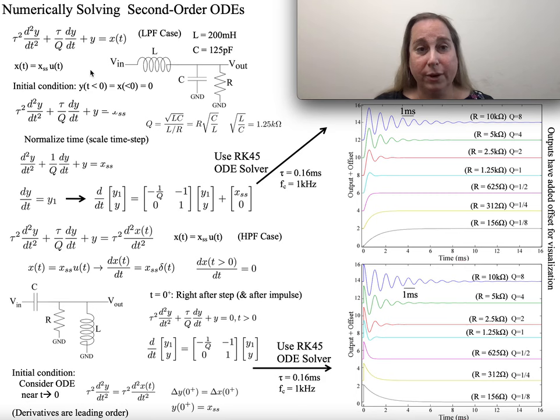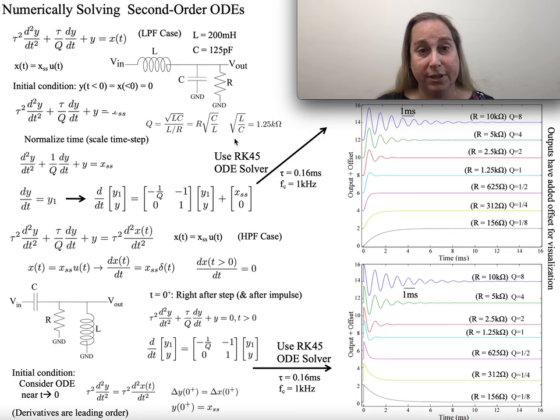The way that we start off is with a low-pass filter. This is a low-pass filter circuit here. For all of this, I'm going to be using L as 200 millihenries and the capacitance as 125 picofarads. I'm also going to look at a high-pass version of this circuit, which is actually going to be these diff EQs. You can take the circuit, and this would be the differential equation you would get here, where my tau is going to be L times C.